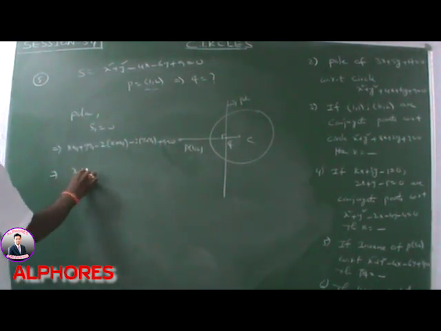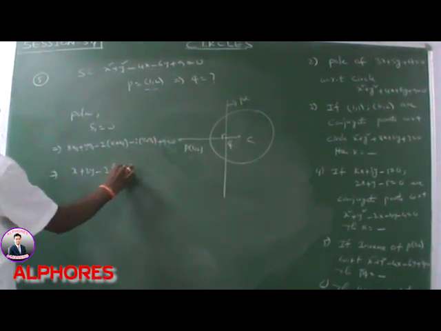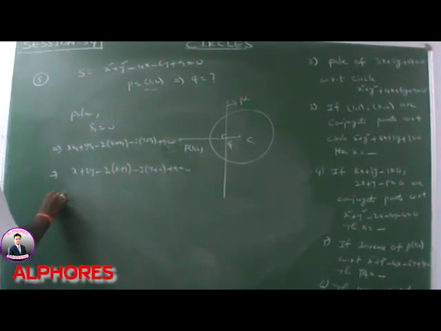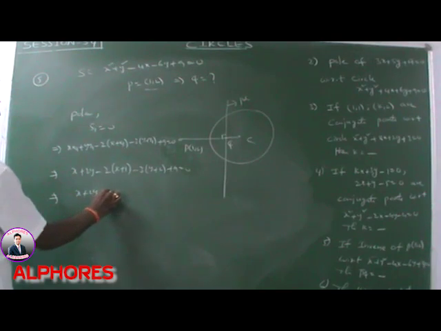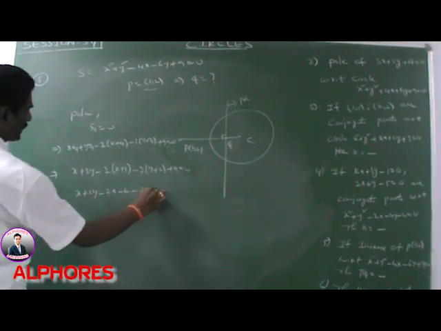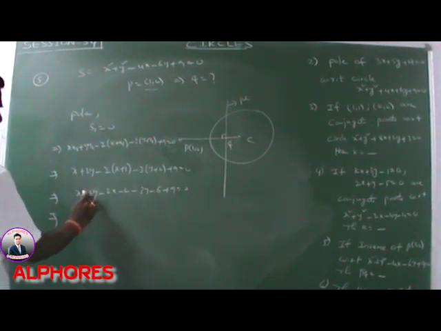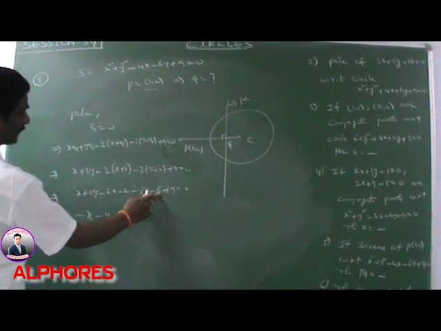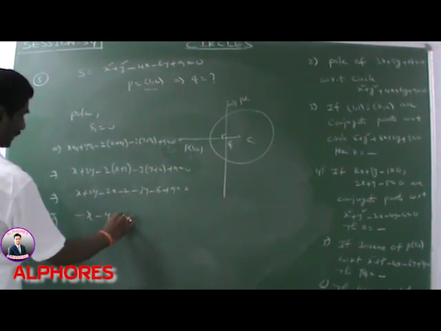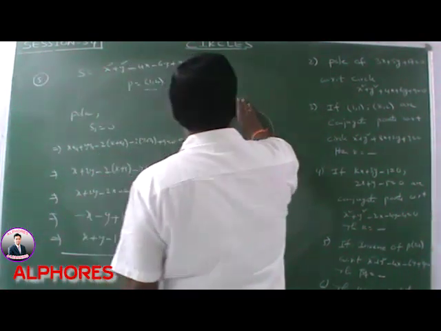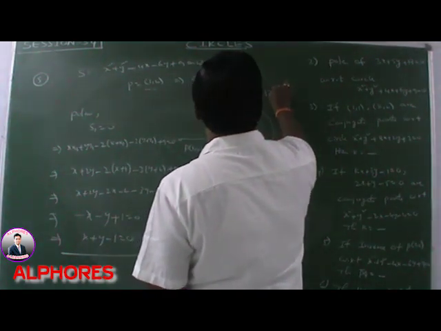That means x plus 2y minus 2 of (x plus 1) minus 3 of (y plus 2) plus 9 is equal to 0. Simplify this value. x plus 2y minus 2x minus 2 minus 3y minus 6 plus 9 is equal to 0. x minus 2x means minus x. 2y minus 3y means minus y. Minus 2 minus 6 means minus 8 plus 9, that means plus 1 is equal to 0. x plus y minus 1 is equal to 0. The polar equation is x plus y minus 1 is equal to 0.